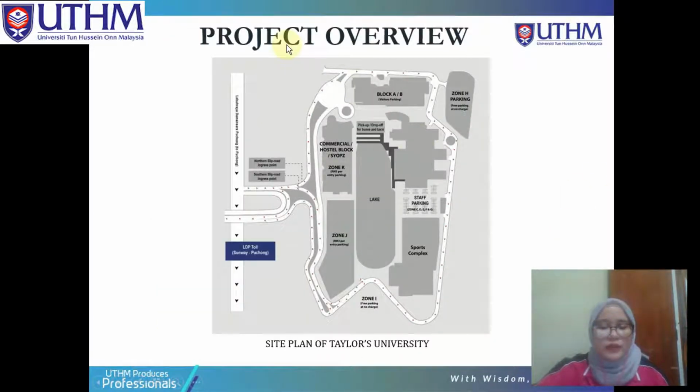For the project overview, as we can see in this slide, this is the site plan of Taylor University. Based on the observation, we can see that there is a lot of open space used to fulfill the parking capacity of parking users in Taylor University. So to come up with a solution, we decided to construct a multi-story parking building in block A and B. All the important facilities for car parking will be included in these buildings, and access to each floor is provided using a staircase and an electric lift elevator.